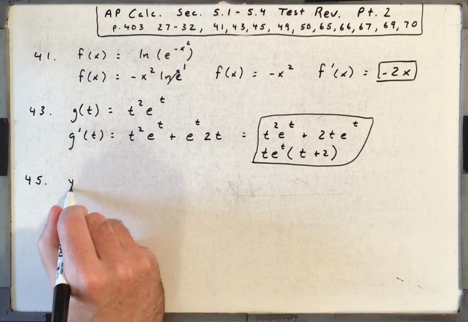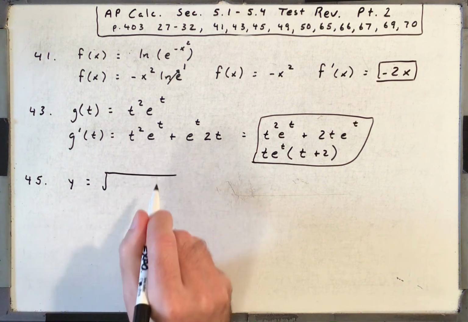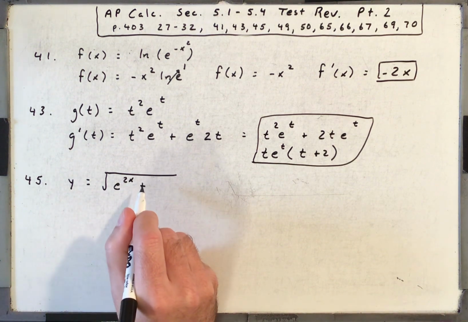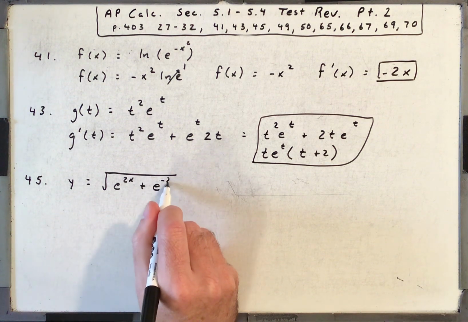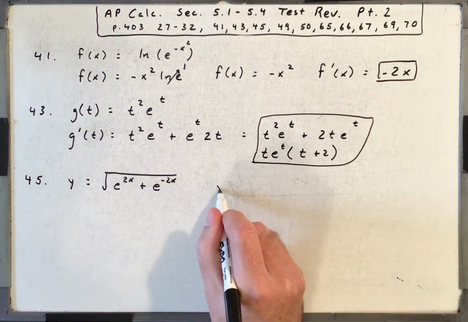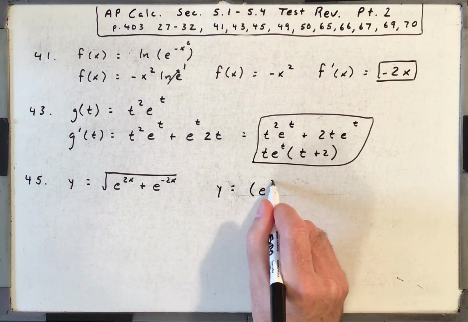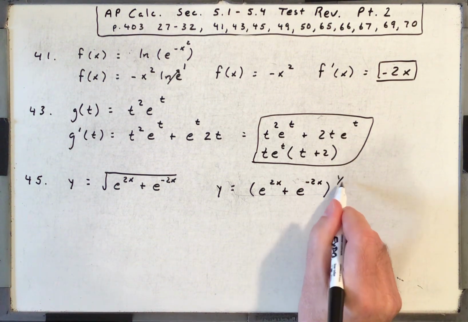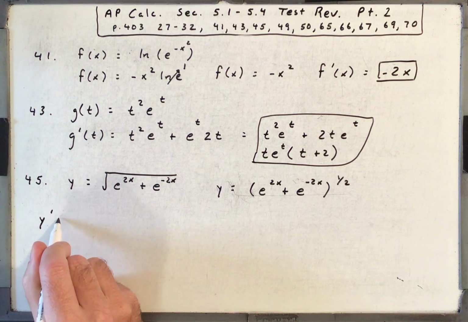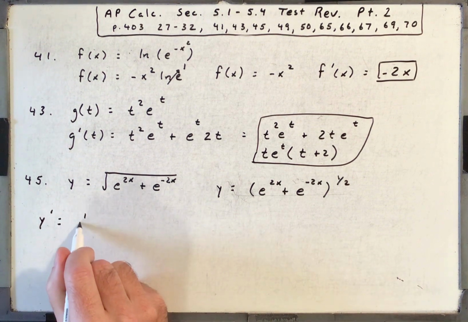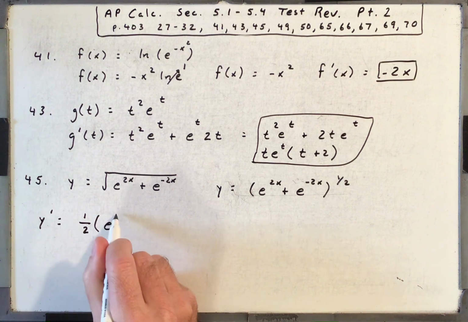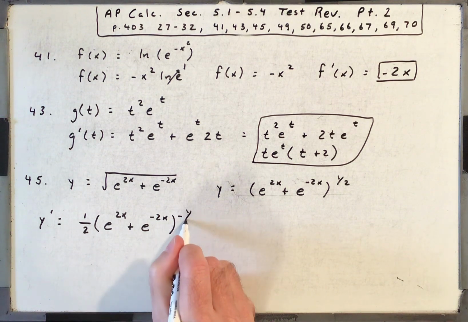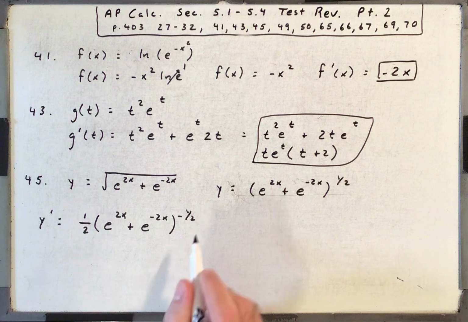So 45, we have y is equal to the square root of e to the 2x plus e to the minus 2x. Now, let's rewrite this as y is equal to e to the 2x plus e to the minus 2x to the 1/2 power. And now we can use the chain rule, y prime, bring that 1/2 out front. You'd have e to the 2x plus e to the minus 2x to the negative 1/2 power, and then times the derivative of this inner function.